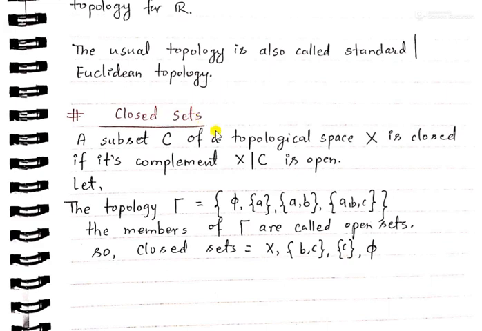Now let us discuss a little bit about closed sets. A closed set can be found by taking the complement of the members of the topology. For example, we have a topology like this: phi, A, AB, and ABC. If we take the complements of those members, we get: the complement of phi is X, where the whole set X is equal to ABC. The complement of A will be BC, the complement of AB will be C, and the complement of ABC will be phi. So X, BC, C, and phi are the closed sets. In simple terms, the complements of the members of the topology form the closed sets. That's all.